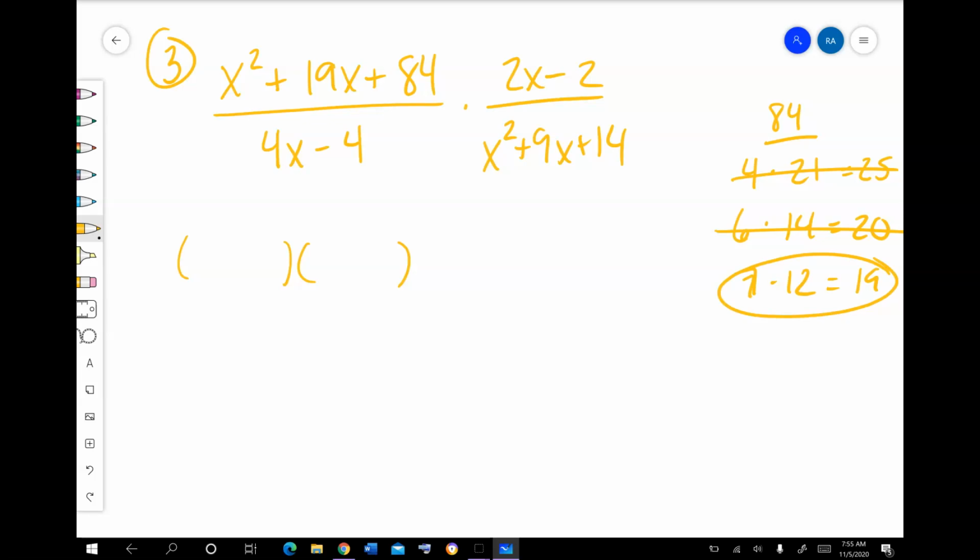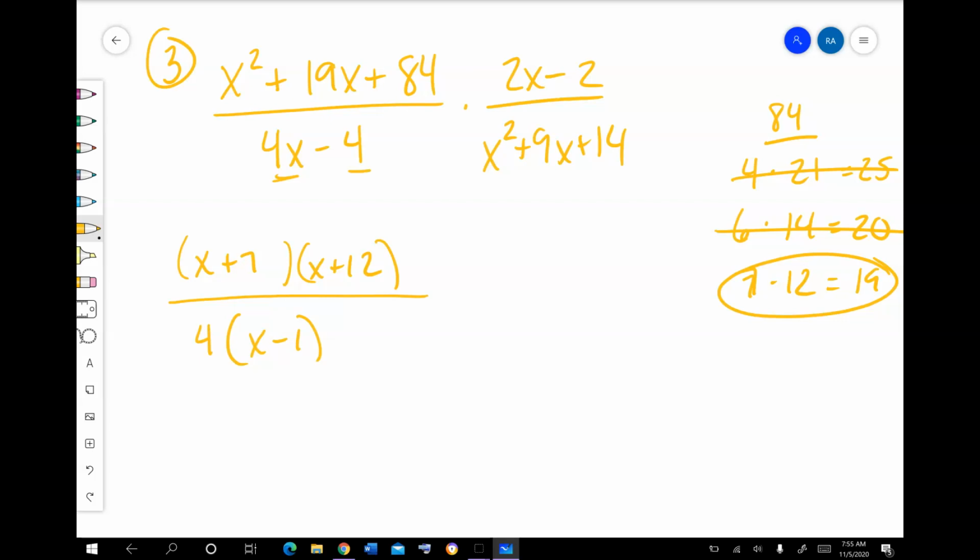Okay, that is what you're doing. That's what I'm doing in my head. Now, bigger numbers, we got to come to the side sometimes. So it's going to be x plus 7, x plus 12. Okay. The denominator is a binomial. What do they have in common? They have a 4. Let's pull it out. And it'll be x minus 1.